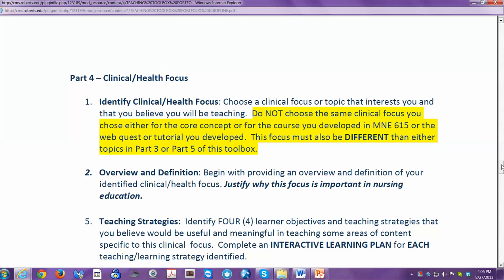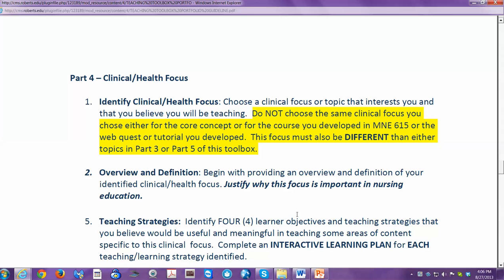Then you move on to part 4. This is what you've all picked for your clinical health focus. This is pretty simple, class. All you need to do is go over the topic that you chose. So you would have a brief description of an overview and definition of your clinical health focus.